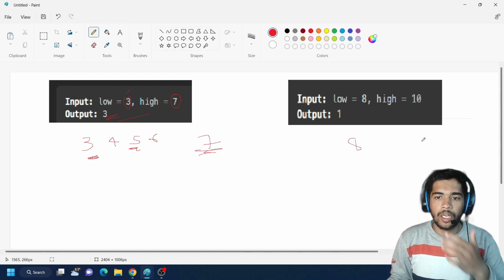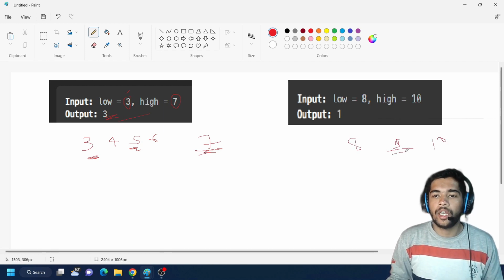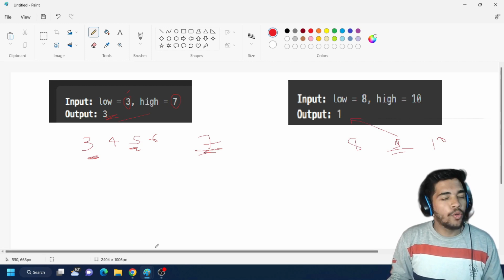In this case, 8 to 10, between them 9 is the only odd number, so 9 is the answer. So we have to include these ranges. So how do we actually do this?